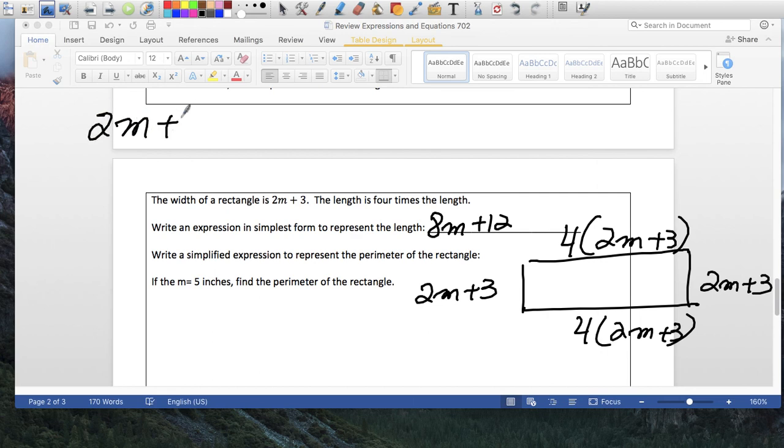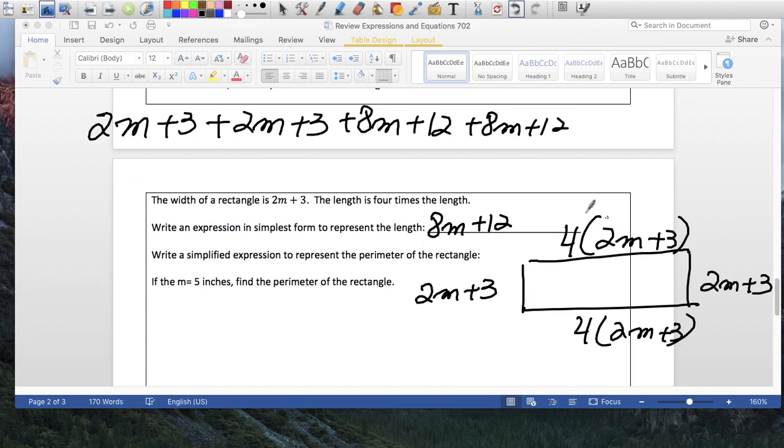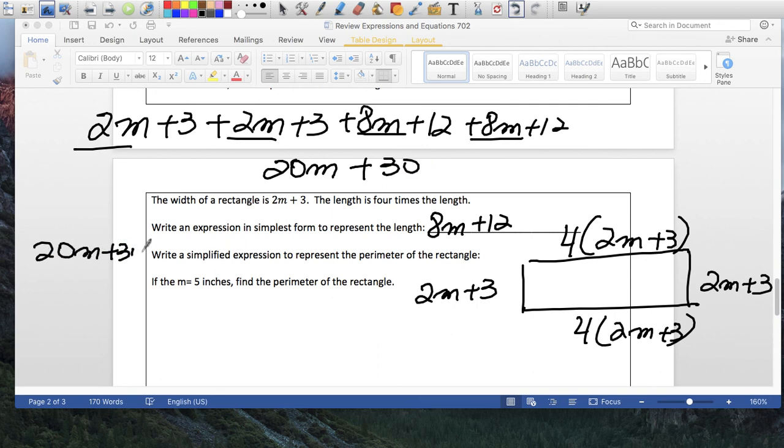So I have 2m plus 3. I have another side that's 2m plus 3. I have two sides for the length: plus 8m plus 12, and the other side's 8m plus 12, right? Remember I applied the distributive property, and I get that. So let's add all the m's: 2m plus 8m plus 8m. They're all positive, thankfully. 8 plus 8 is 16, plus 2 is 18. It looks like I have 20m. All the other numbers are positive, so 3 plus 3 is 6, 6 plus 12 is 18, 18 plus 12 is 30. So that would be the second answer, 20m plus 30. That's the expression that represents the perimeter of the rectangle.